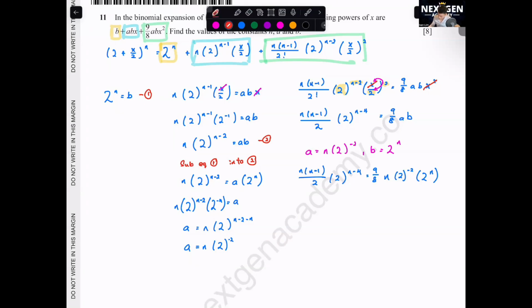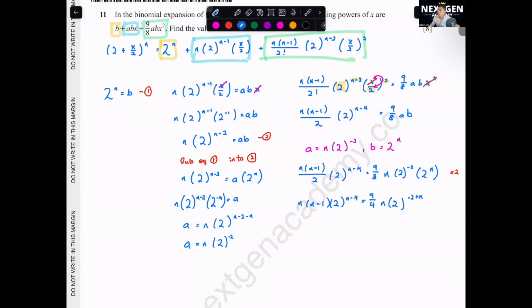I'm going to multiply 2 to the entire equation because I don't want this 2 at the bottom here. So this one will become 9 over 4. So here becomes n(n minus 1), 2 to the power of n minus 4 equals 9 over 4, n times 2 to the power of negative 2 plus n. Okay, bring the 2 to the power of n minus 4 to the right hand side. So n(n minus 1) equals 9 over 4 n, 2 to the power of negative 2 plus n minus n plus 4. Okay, this is what I did.